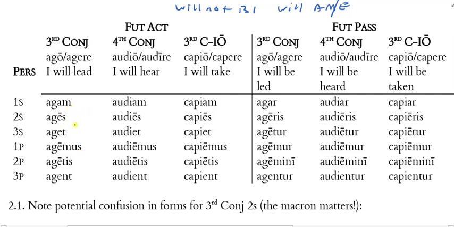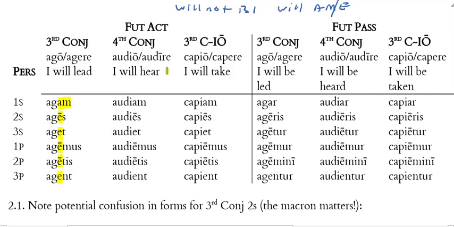So let me just read these. So agam, I will lead. Ages, you will lead. Aget, he she it will lead. Agemus, we will lead. Agetis, y'all will lead, and then agent, they will lead. So we have A and then E all the way throughout. The E is long unless an ant and trim situation causes the E to shorten here.